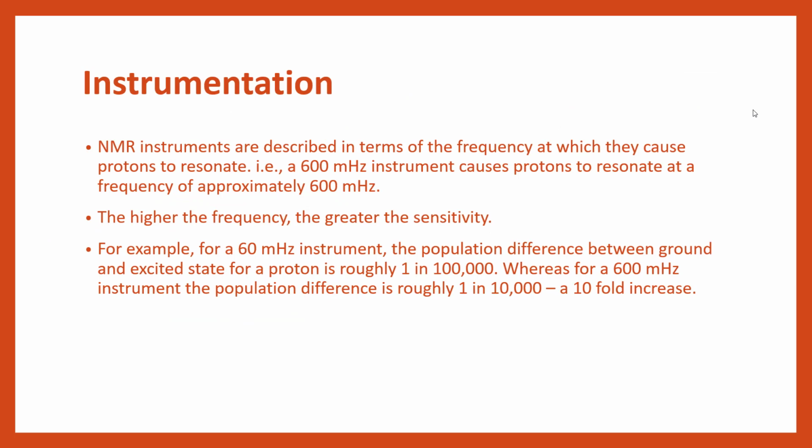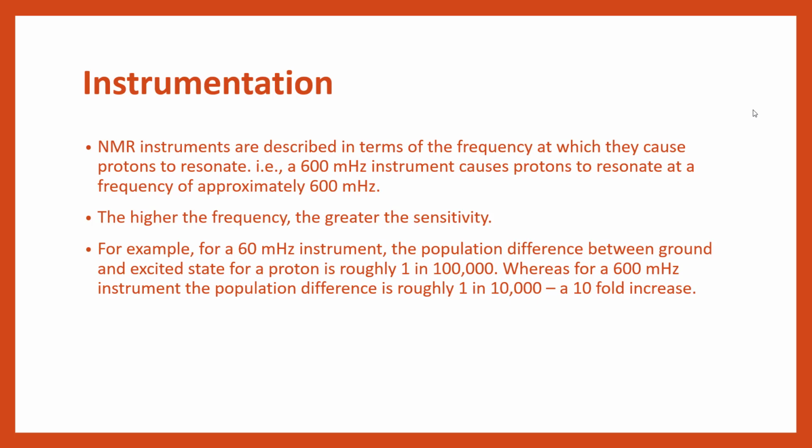So again, when we're describing our NMR instruments, we're typically describing them in terms of the frequency at which they cause the protons to resonate. So if we had a 600 megahertz instrument, it would cause your protons to resonate at a frequency of approximately 600 megahertz. The higher the frequency, the greater the sensitivity. So ideally we want an instrument of higher frequency.